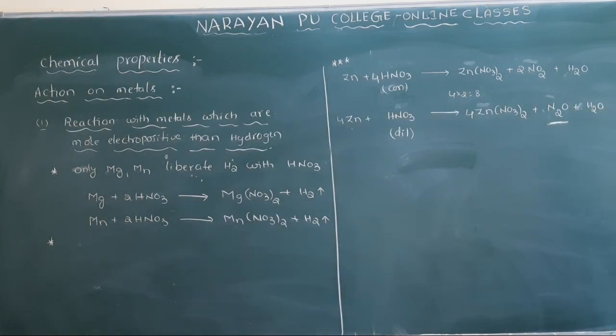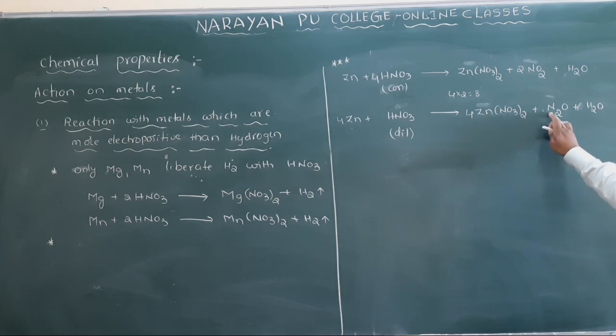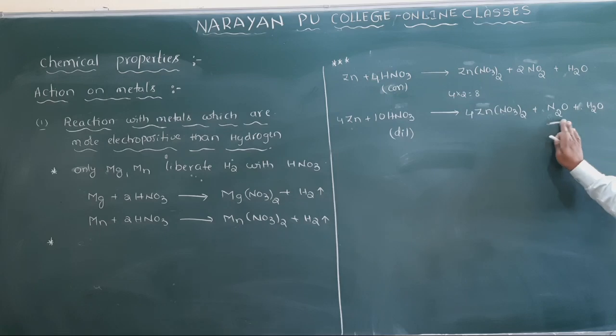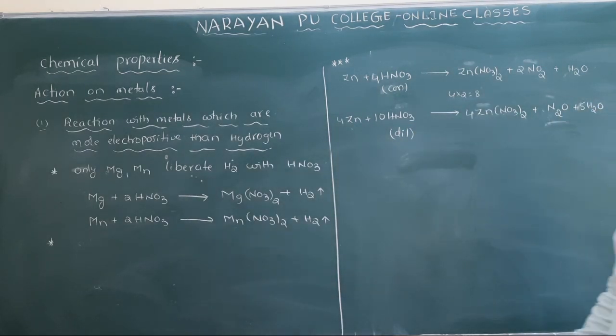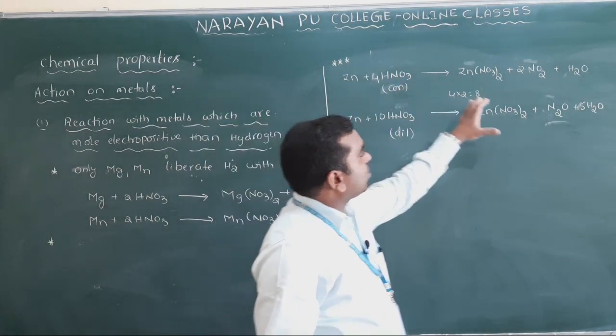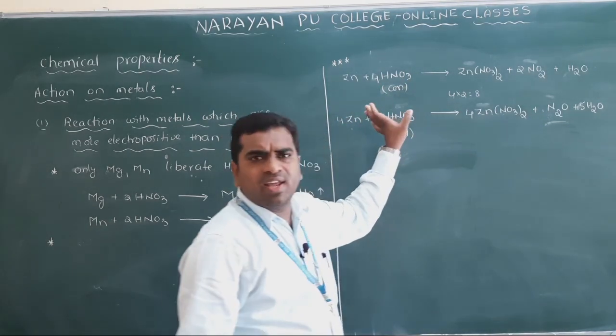Clear? Then balance nitrogen. 2 nitrogens are there, 4 into 2, 8. 8 plus 2, 10. So here you have to multiply this one with 10, then it will be balanced. Hydrogens, 10 are there, so you have to take 5 H2O. This is with dilute HNO3 and concentrated HNO3. Clear?